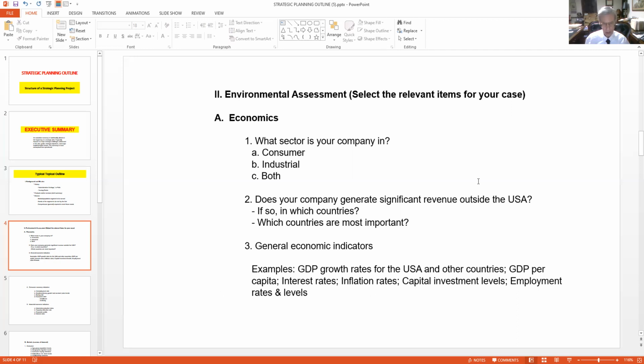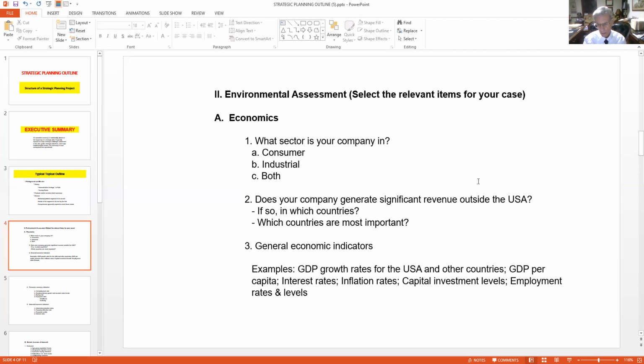Okay, so given those answers to questions 1 and 2, what indicators might you gather? And some examples are just down there in item 3. Again, those are not my statement of your requirements, although most of those items will be included in your project. The GDP, the growth rate of GDP for the US and the other major countries.